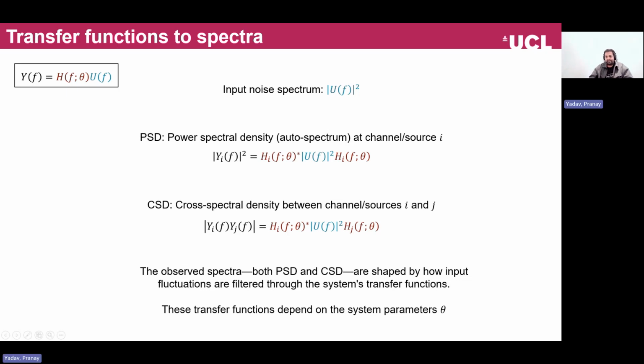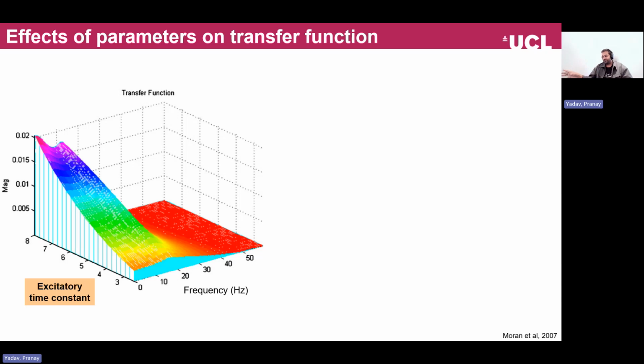Now, in the original paper that described DCM for cross-spectral densities by Rosalind Moran in 2007, there's this nice illustration where the effects of various parameters on the transfer function were demonstrated. So, for instance, here is the excitatory time constant, and increasing this excitatory time constant causes broadband changes, where the most pronounced effects are on the delta and theta band, where increasing the time constant dramatically increases the magnitude to which these frequencies are present.